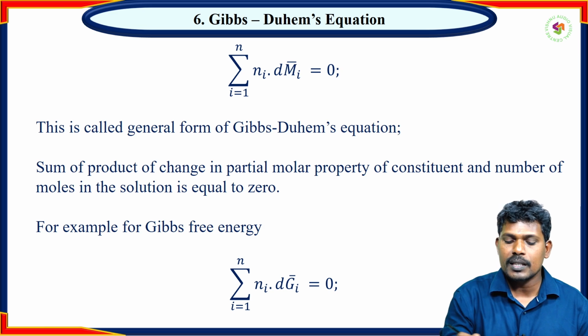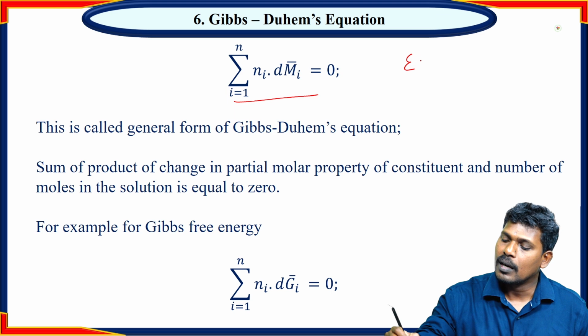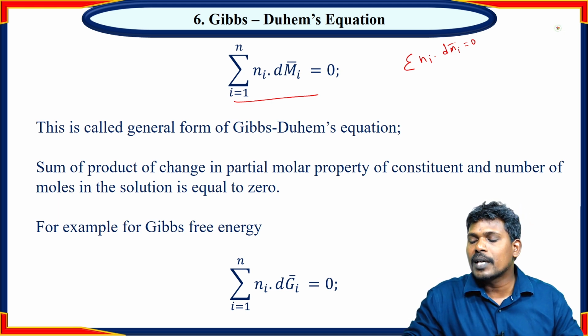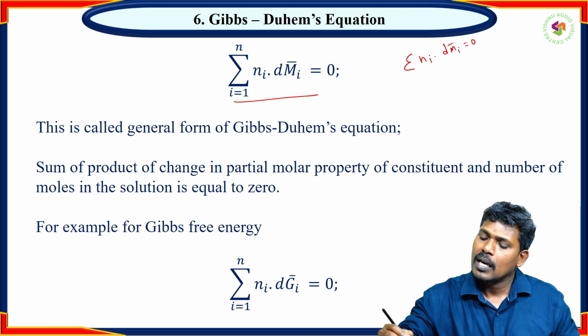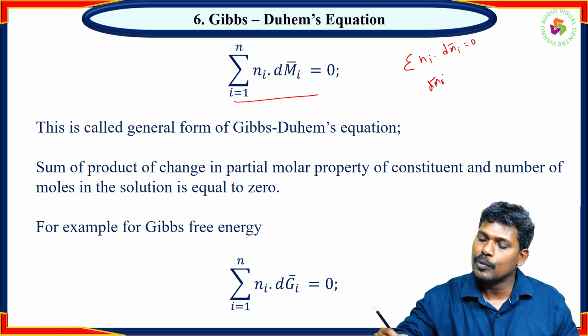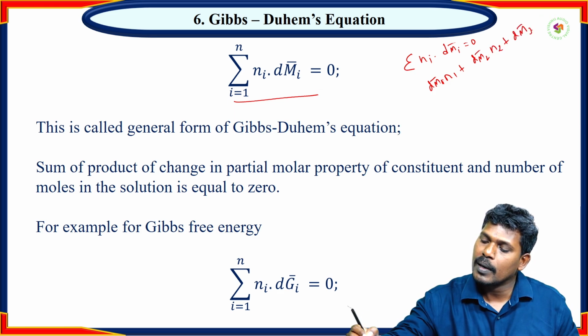Okay, so this is called the general form of Gibbs-Duhem's equation: summation ni into dMi bar is equal to 0. Now what is the meaning of this? Change of molar property of a particular compound: dM1 bar n1 plus dM2 bar n2 plus dM3 bar n3 and so on is equal to 0.